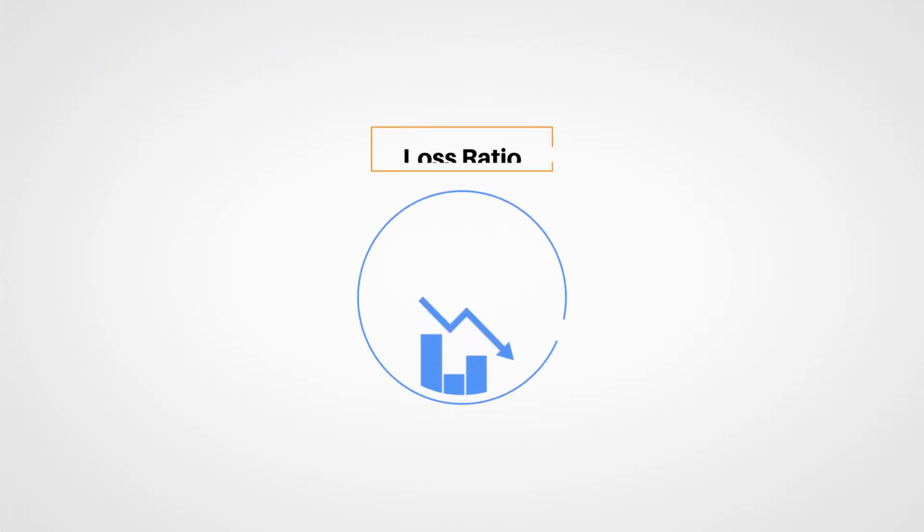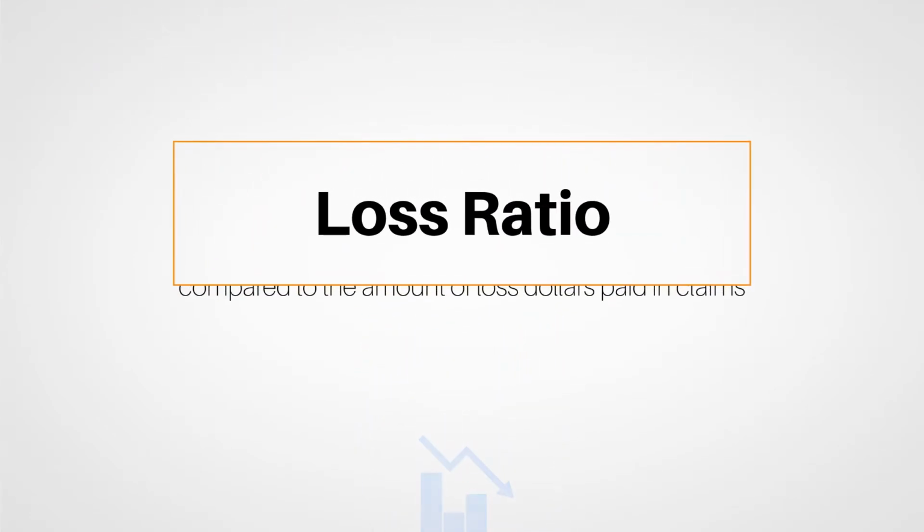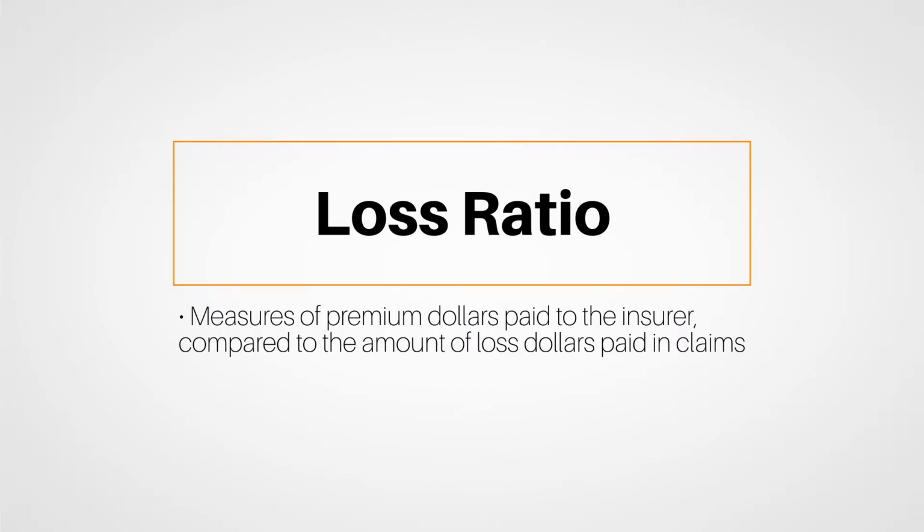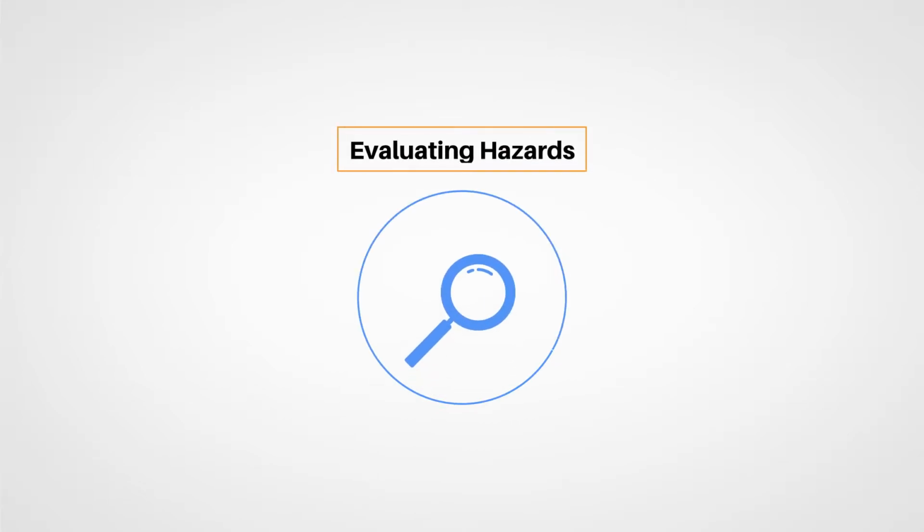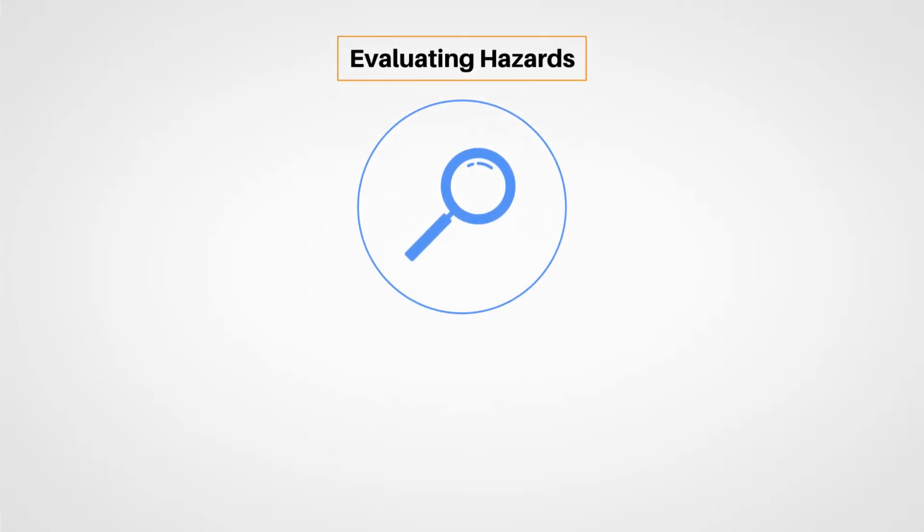Then we looked at loss ratios. These are measures of premium dollars paid to the insurer compared to the amount of loss dollars paid in claims. With loss ratios, lower is better, so a 60% loss ratio is better than 90. Evaluating hazards is also part of the underwriting process. And if the insurer finds certain hazards present, the likelihood of issuance drops significantly. We also examined other factors that determine premium rates.